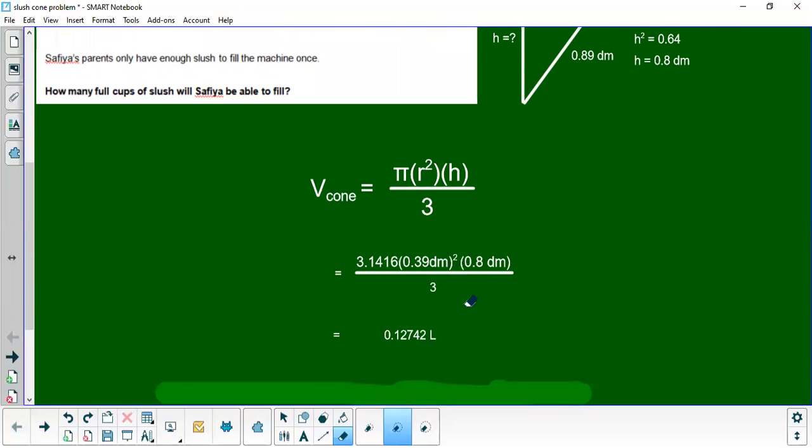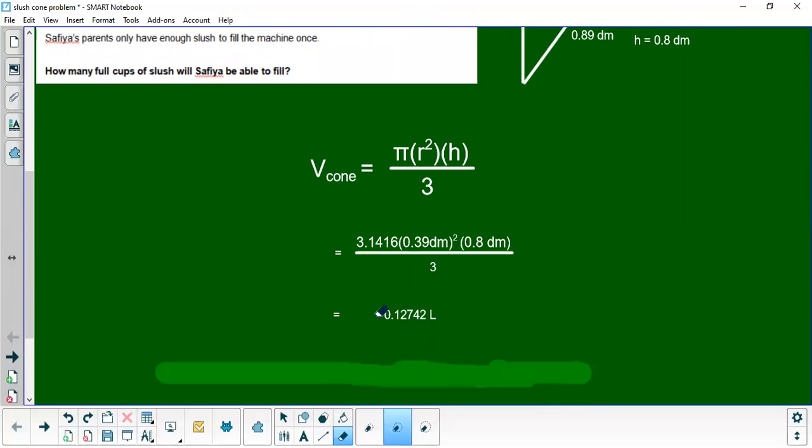And we're almost done. Now we have 40 liters. How many of these can I make? Well, just divide. So she can make 40 liters divided by that, and it's about 313 cones. That's the answer.